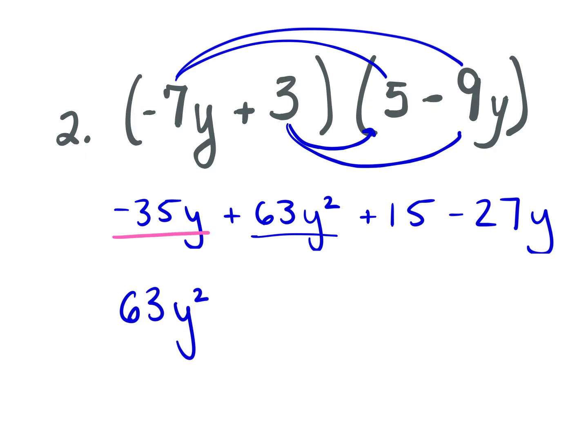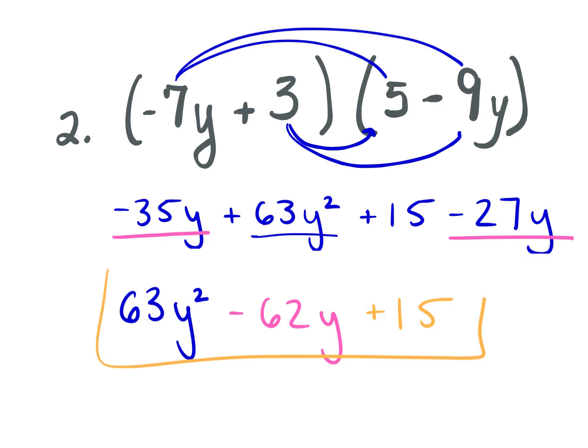Then we have negative 35y minus 27y. Awesome. Negative 62y. So we just combine the coefficients together. The variable part stays the same. And then what's last? Plus 15. Perfect. Is this in standard form now?